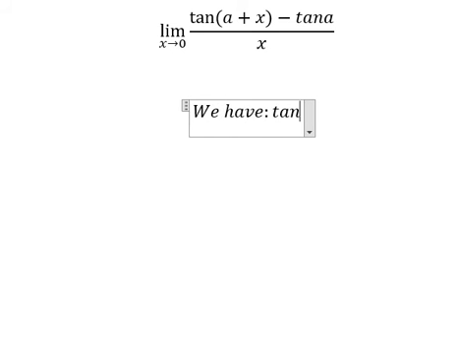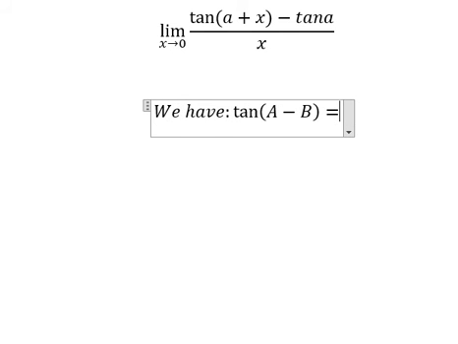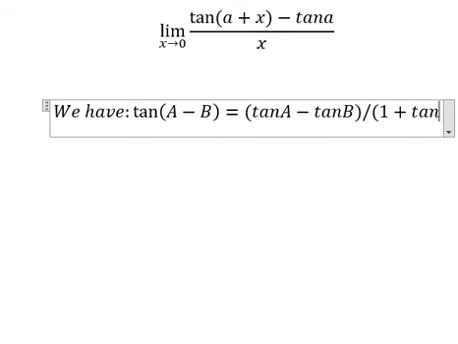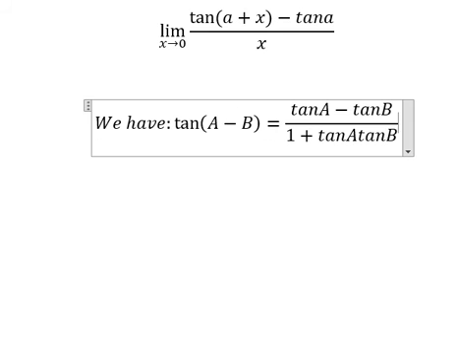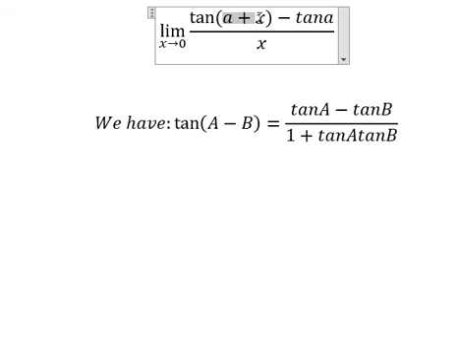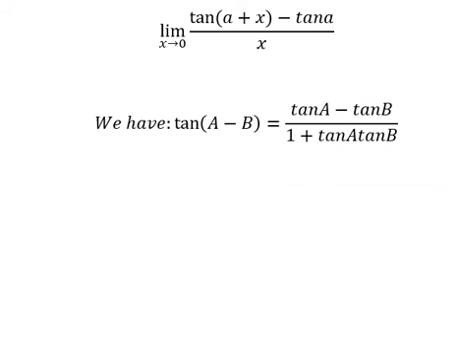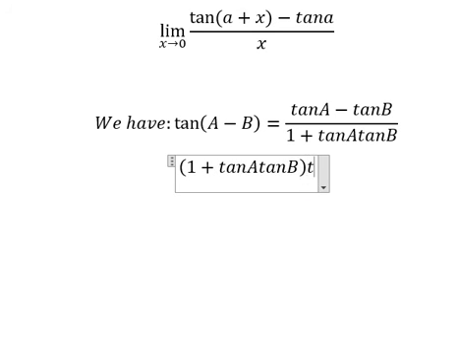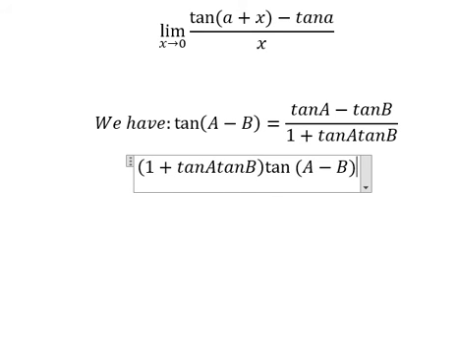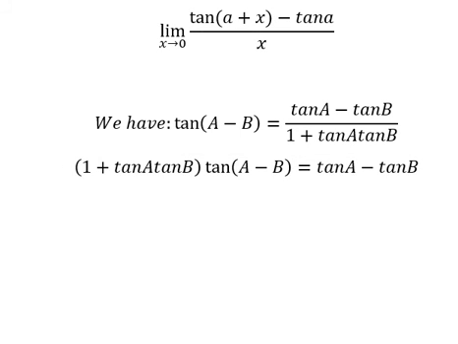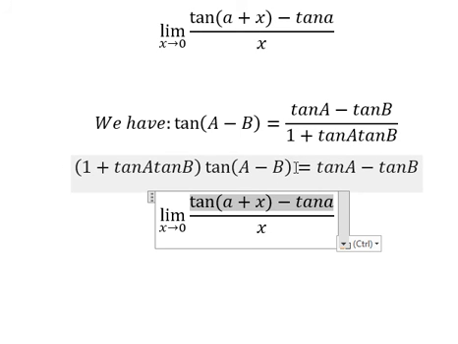That is about tan of A minus B equals tan A minus tan B over 1 plus tan A tan B. Now, this one is about capital A. This one is about capital B. And now I will put this one to the right. So we have it like this. Now I will transform this one into this one.